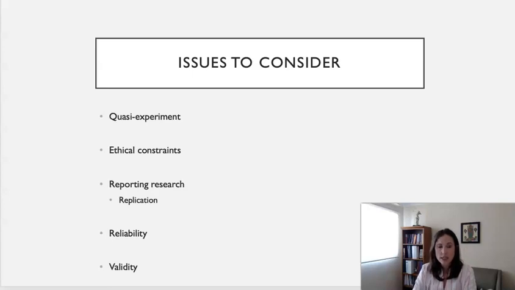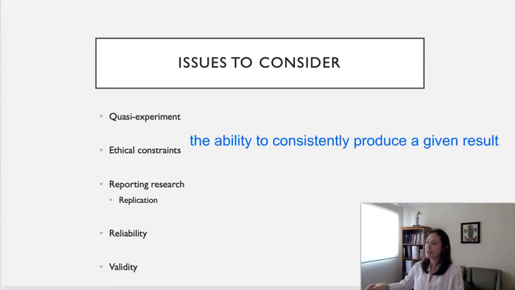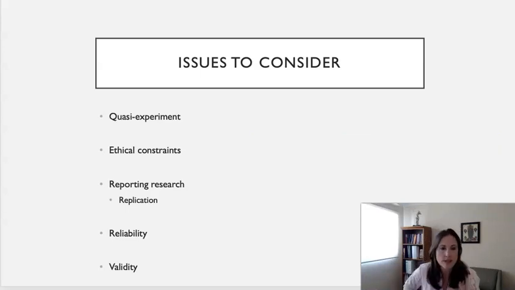Also, you need to know the difference between reliability and validity. Reliability is when you get the same results over and over again. Your book defines it as the ability to consistently produce a given result. So each time you do it, you're going to get the same results.